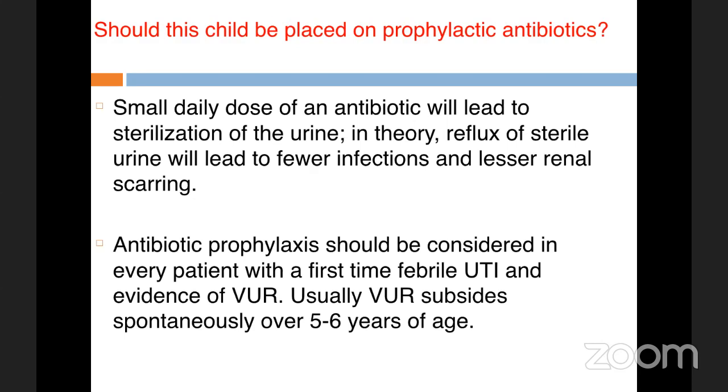Yes. So there is a principle that a small daily dose of an antibiotic will lead to sterilization of the urine, and reflux of the sterile urine is not going to cause much infection. So we can give the option of antibiotic prophylaxis to the parents if there is evidence of vesicoureteric reflux. Usually VUR subsides spontaneously over 5 to 6 years of age. So we have to give the prophylactic antibiotics till 5 to 6 years of age.